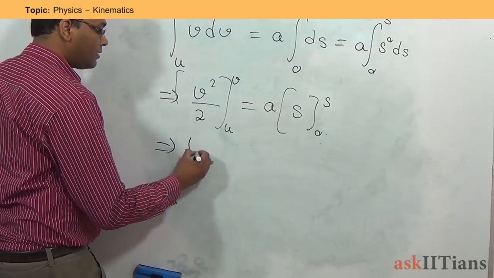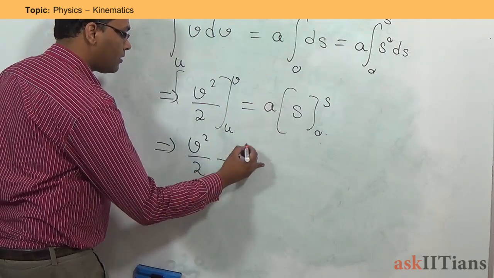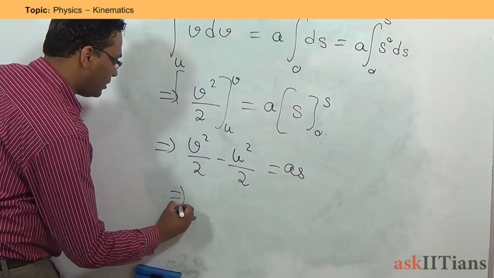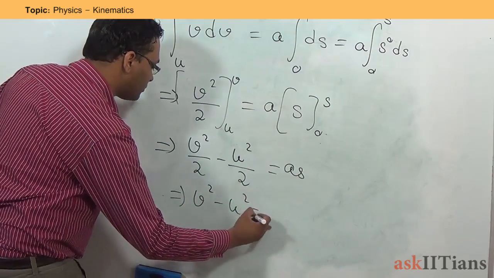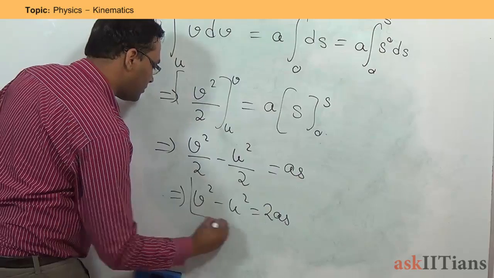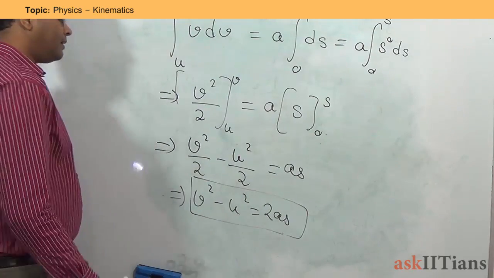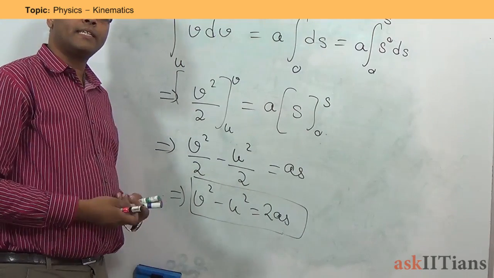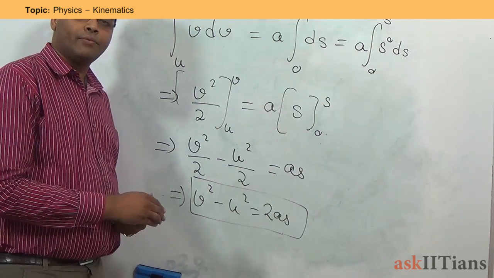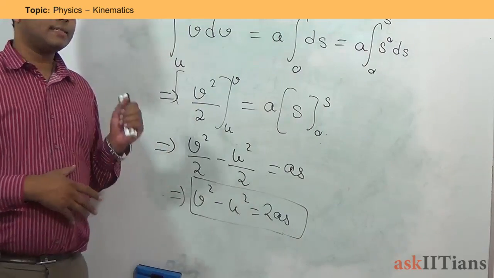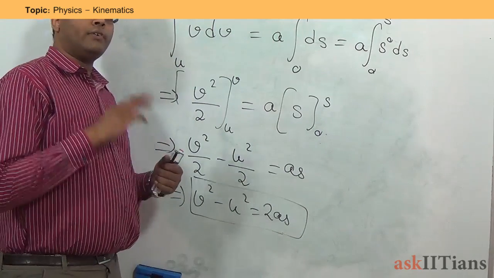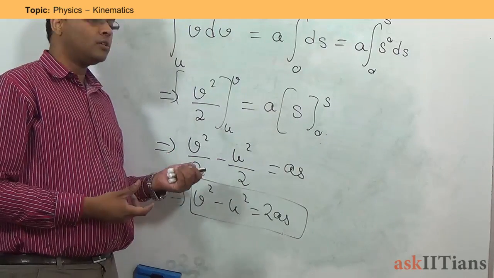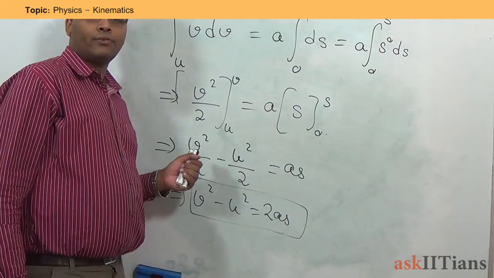So this gives me v square over 2 minus u square over 2 that's equal to as, or v square minus u square is equal to 2as. Right? So these derivations are from a completely different perspective as compared to what we had done before. So these are the three equations that you have: v equals u plus at, s equals ut plus half at square, v square equals u square plus 2as.